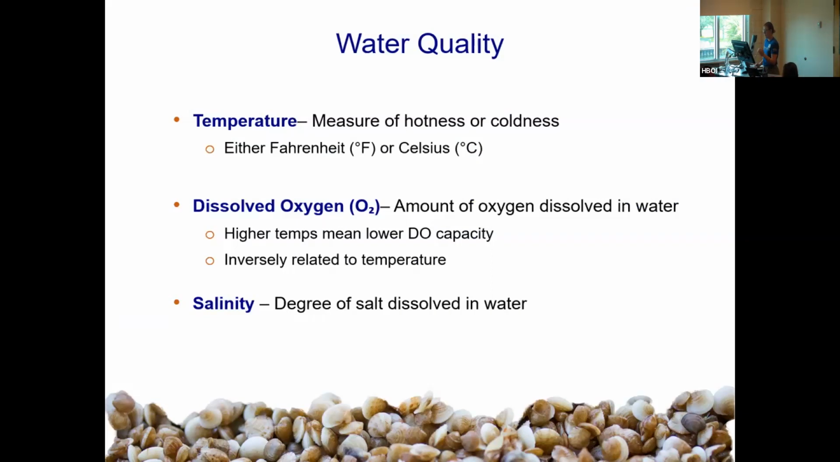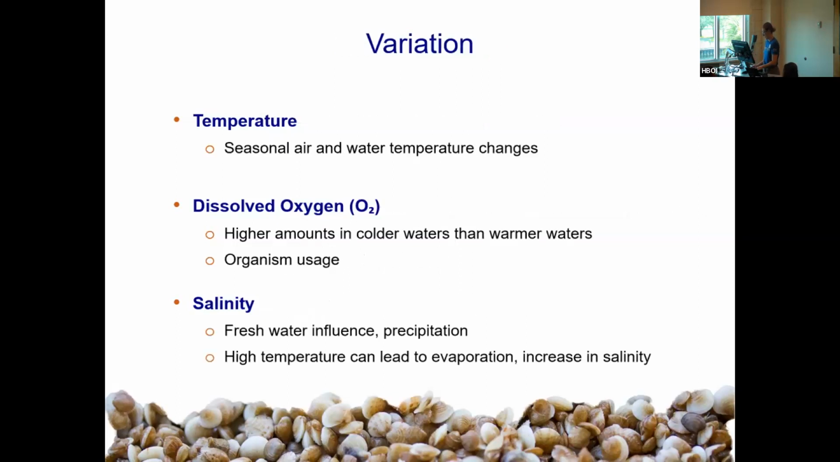Higher temperatures lead to a lower capacity for the water to carry DO, and it's also inversely related to temperature. And then salinity is the degree of salt in the water. So variation in temperature is seasonal as air and water temperatures shift. And then, like I've said before, colder water can actually hold higher amounts of dissolved oxygen than warmer water.